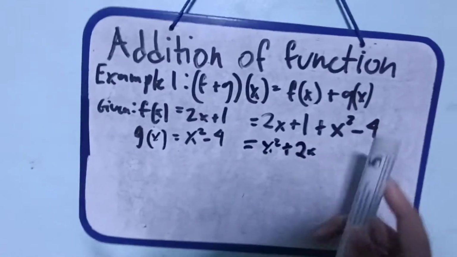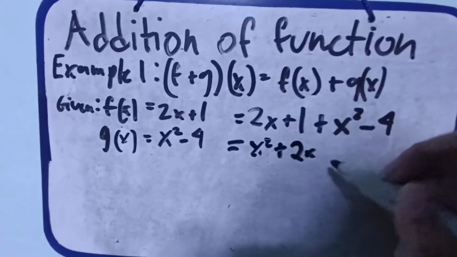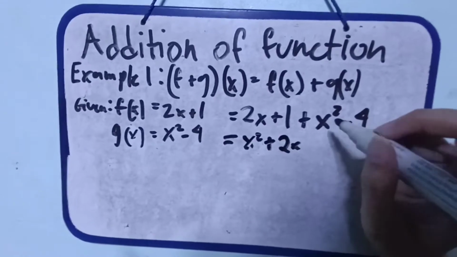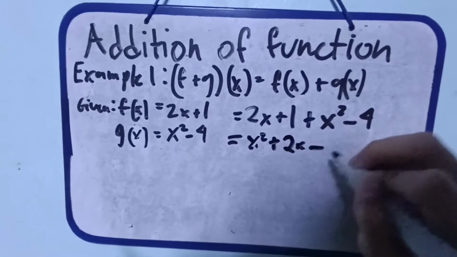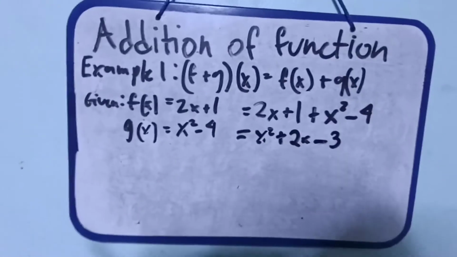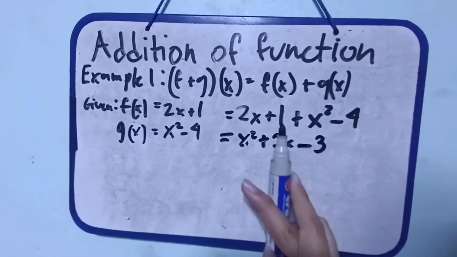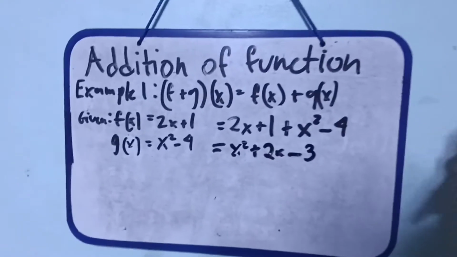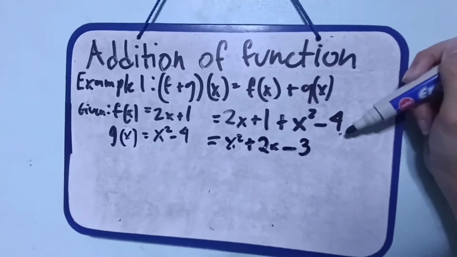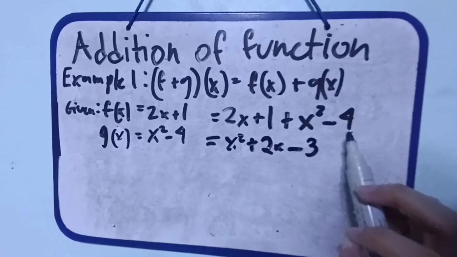And next is, ito. Positive 1 plus negative 4. Para sila, so isolve natin. Positive 1 plus negative 4 is equal to negative 3. So, paano siya naging negative 3? Dahil positive ito, and this one is negative, magkaiba sila ng sign, so we subtracted it, and we copied the mas higher sign value, which is negative 4.